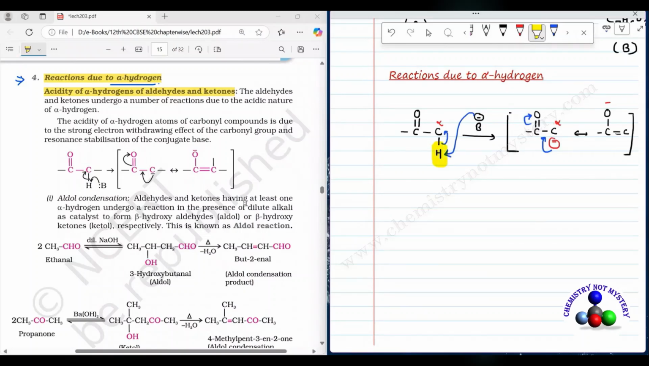Now let's read from the book. First reaction is Aldol condensation. Aldehyde and ketones having at least one alpha hydrogen undergo a reaction in presence of dilute alkali as a catalyst to form beta hydroxyaldehyde, which is also called as aldol, or beta hydroxy ketone, also named as ketol, respectively. This is known as Aldol reaction.